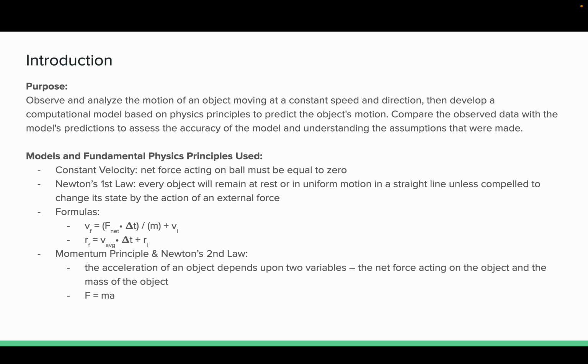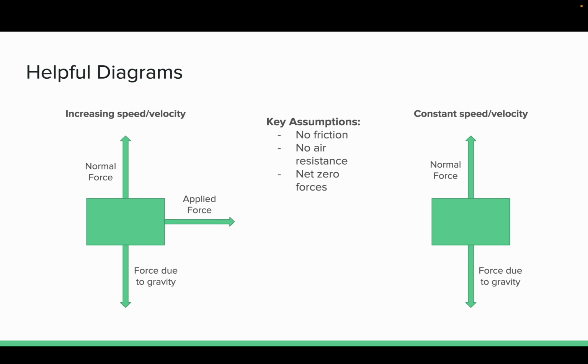These formulas below predict the velocity and position of the ball and are derived from Newton's second law and will be used in our code and computational model. The first one is velocity, the second one is position, and below that is the momentum principle in Newton's second law that these come from. I have included helpful diagrams relevant to this lab.